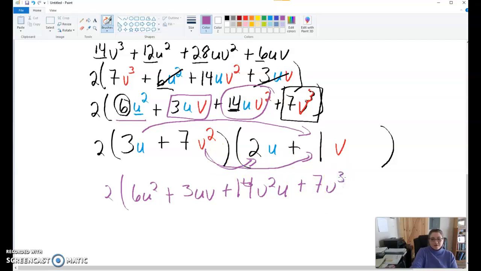Hopefully that helps you out a little bit. A lot of it is just rearranging and then making sure that you're writing down each of the steps. And I highly recommend using different colors. It really does help to differentiate.